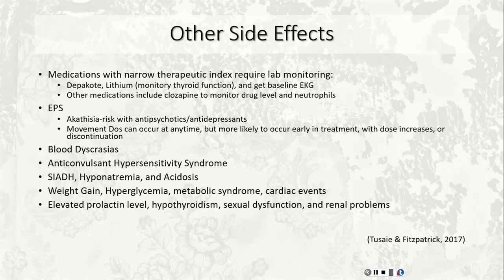Other side effects to monitor for are extrapyramidal symptoms with akathisia risk, with the antidepressants and antipsychotics. Movement disorders can occur at any time during treatment with antipsychotics, but they're more likely to occur early on in treatment, with dose increases or discontinuation. With some medications you have to be careful and make sure to taper them slowly. Blood dyscrasias are also a possibility. Anticonvulsant hypersensitivity syndrome, SIADH, hyponatremia, acidosis, weight gain, hyperglycemia, metabolic syndrome, cardiac events, elevated prolactin levels, hypothyroidism, sexual dysfunction, and renal problems.